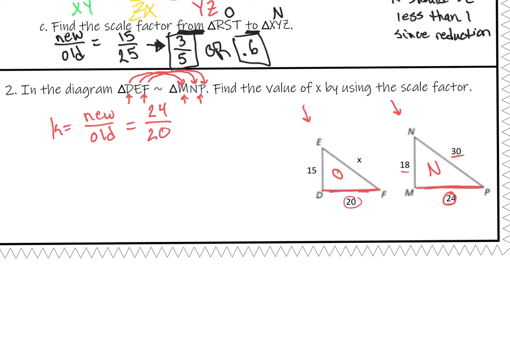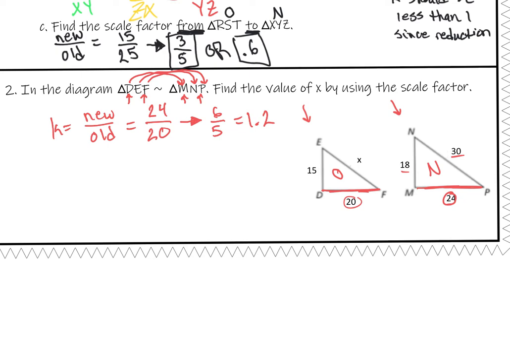24 over 20. Well, 24 over 20 reduces to 24 divided by 4 is 6, and 20 divided by 4 is 5. So that reduces to 6 over 5, which, as a decimal, if you want, you can turn into a decimal, and you would get 1.2. So this is equal to 1.2. And that's our scale factor. Our scale factor is 1.2.